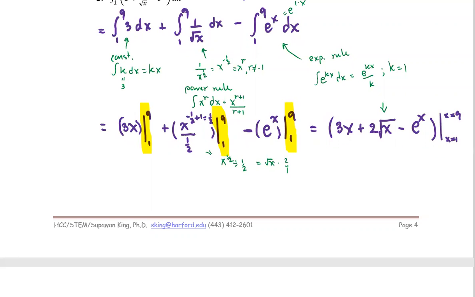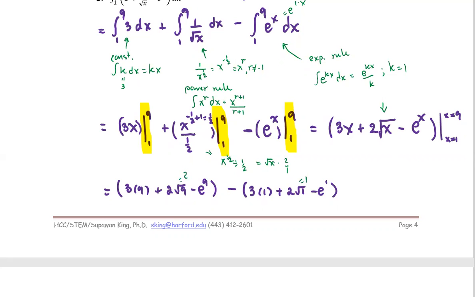Recall when you evaluate, you're gonna replace with the upper limit first. So you're going to have 2 groups of numbers. So 3 multiplied by 9 plus 2 times square root 9 minus e to the power 9. This is from the substitution of x with the upper limit, subtracted by another evaluation when you substitute x with the lower limit 1. Okay, and then simplify as much as you can or use the calculator, up to you.